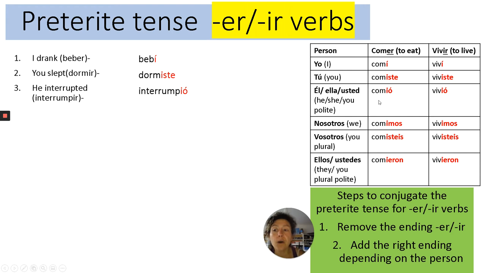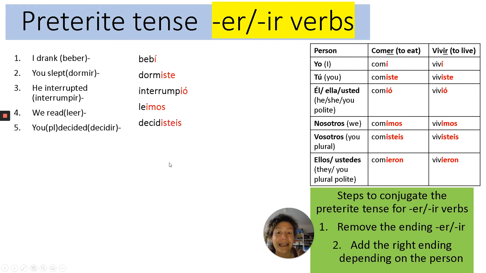Okay? Número cuatro. We read, leer. Pause. Leímos. So I've removed the ending, which is ER, and I've added imos because that's the ending for we. Número cinco. The plural you decided, decidir. Pause. Decidisteis. I've removed the ER ending, and then I added isteis. That's the ending for vosotros.